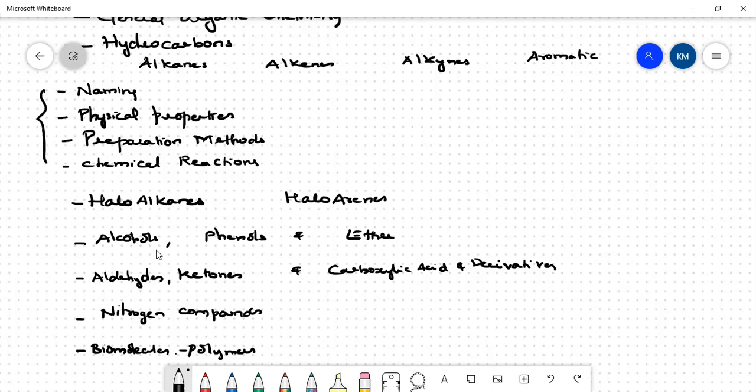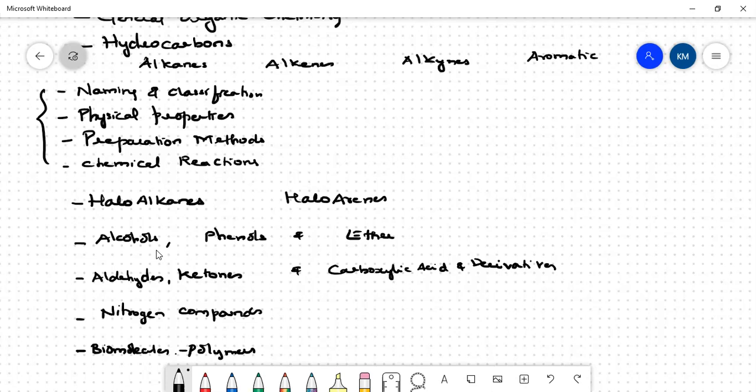So this pattern is going to be the same in all these chapters. We are going to study about classification, naming and classification, in each chapter, HaloAlkanes, HaloArenes. How do we classify? What are the IUPAC namings? And then physical properties, and then preparation methods, right? And then chemical reactions. So what you could see is that the preparation method of one compound could become a chemical reaction for another compound.